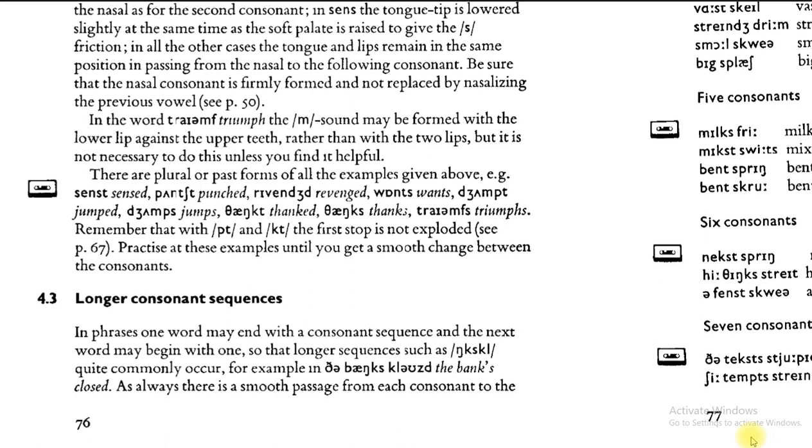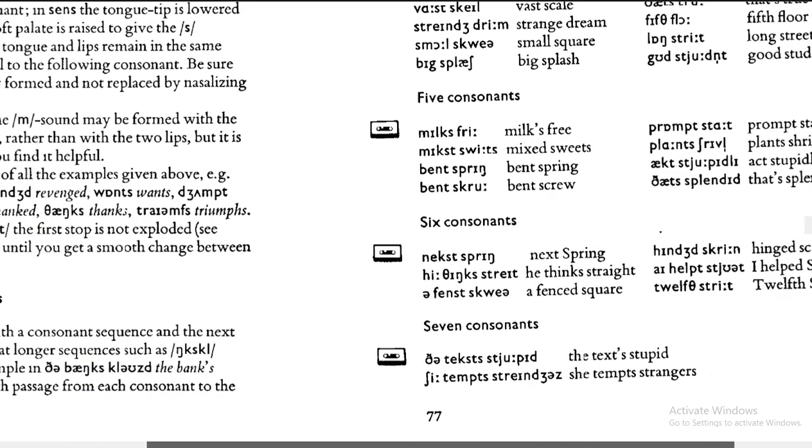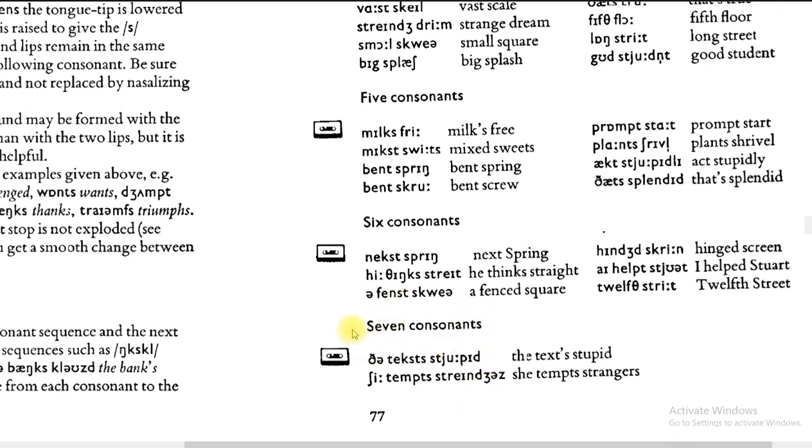So we move to the last and final topic regarding this chapter or this unit: longer consonant sequences. So far we have taken only up to 4 consonant sequences. For initial position, we said the maximum is 3 consonants, and for the final position, at most 4 consonants. Sometimes you can have more, as you see here, up to 7 consonants in sequence.